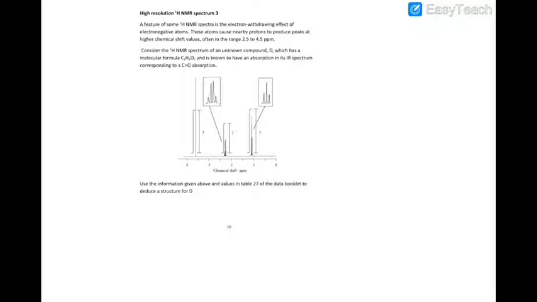Let's see a third spectrum. Here we're going to see the effect of electronegative elements on chemical shift values. Normally we don't trust the chemical shift values that are in the data booklet, because depending on what the protons are attached to, the chemical shift values can change slightly. It can go downfield a bit if it is attached to an electronegative atom.